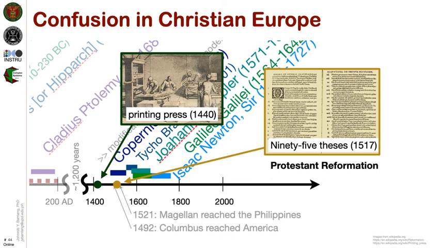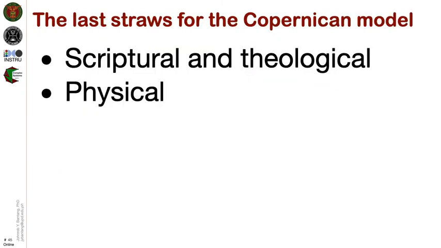When mixed with the political conditions of Europe at the time, things could not get worse. And so we can say that the last straws for the Copernican model are two items: the scriptural and theological basis, and the other one is the physical basis.